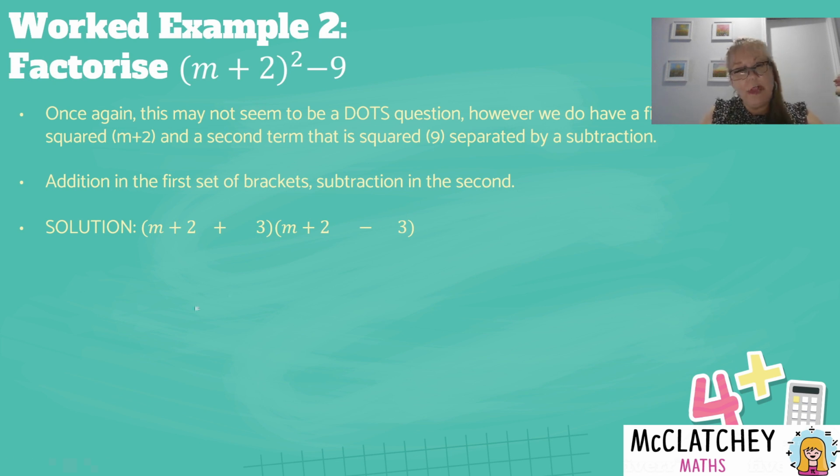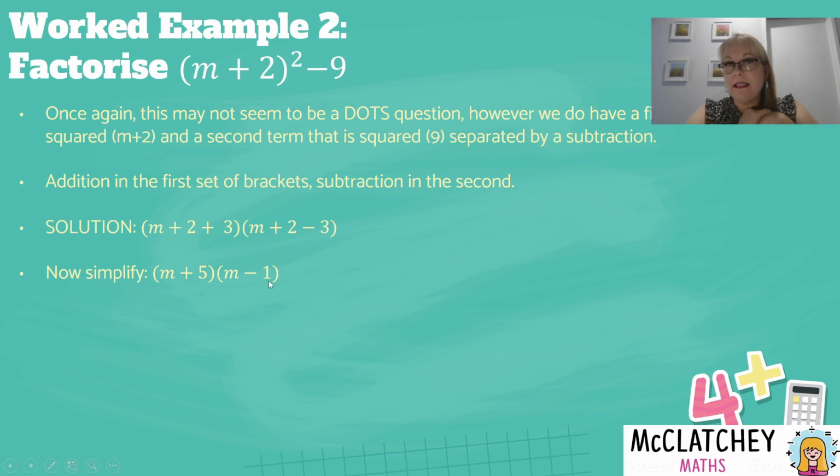Now, if you look here, I've got some like terms that I can collect. So why don't we collect those? 2 plus 3 makes 5. 2 take away 3 makes minus 1. You'll notice now that I've expanded this out, it doesn't quite look like dots anymore. And that's simply because we collected those like terms.